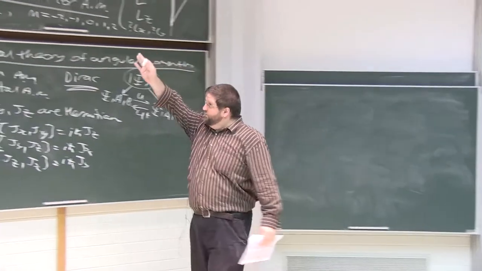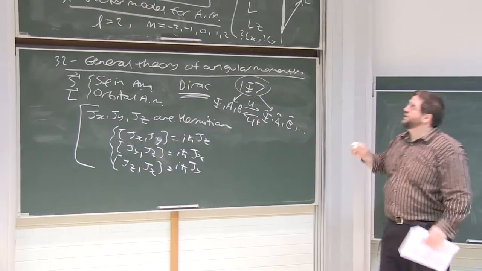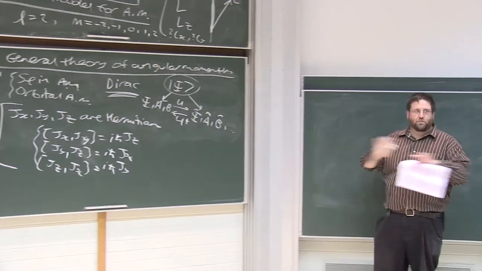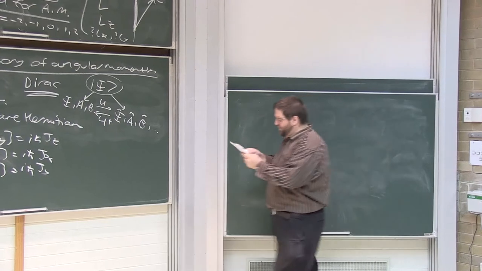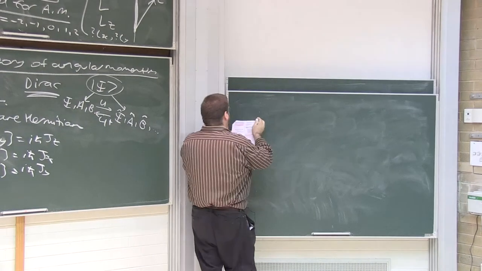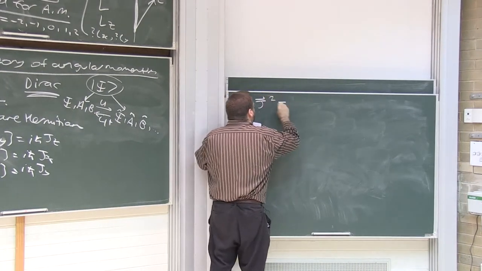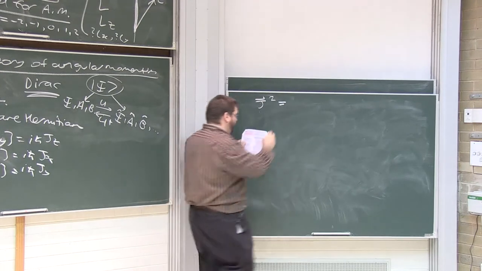Now we're going to be repeating some of what we've done before, except there's going to be no thetas, no phis, no spherical polar coordinates, no calculus, no differentiation. We just have the algebra in this general setting. So you can have the analog of L squared, Pythagoras again.